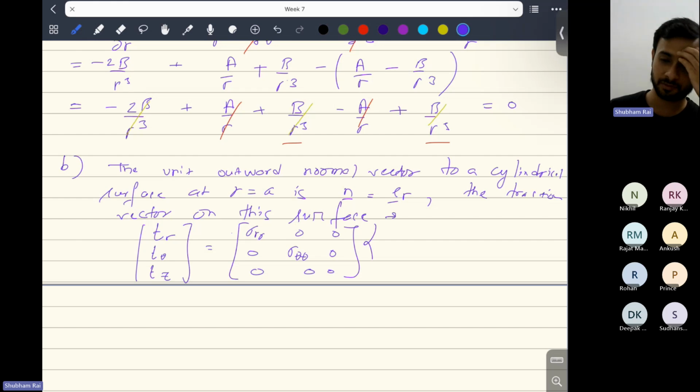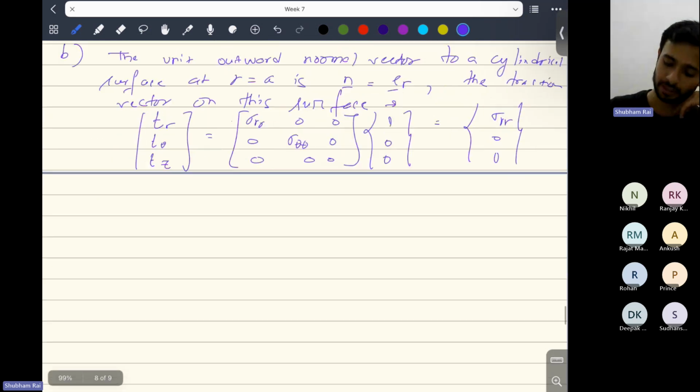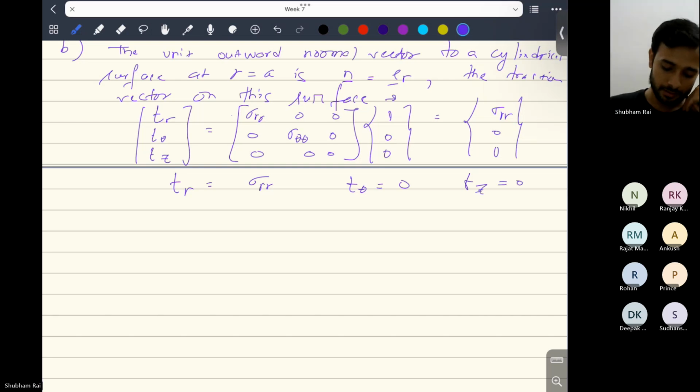And then you need to find that, so the traction will be sigma times n, which is e_r. So e_r in terms of r, theta, z: r will be 1, theta will be 0, z will be 0. If you now expand this and finally solve, you'll get sigma rr, 0, 0, right? So it means the three components of the traction vector are t_r equal to sigma rr, and obviously the other components will be zero, right?